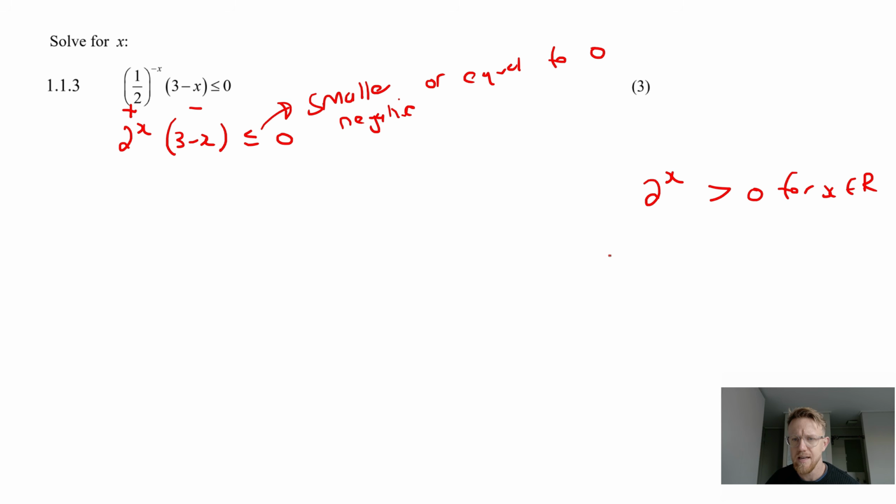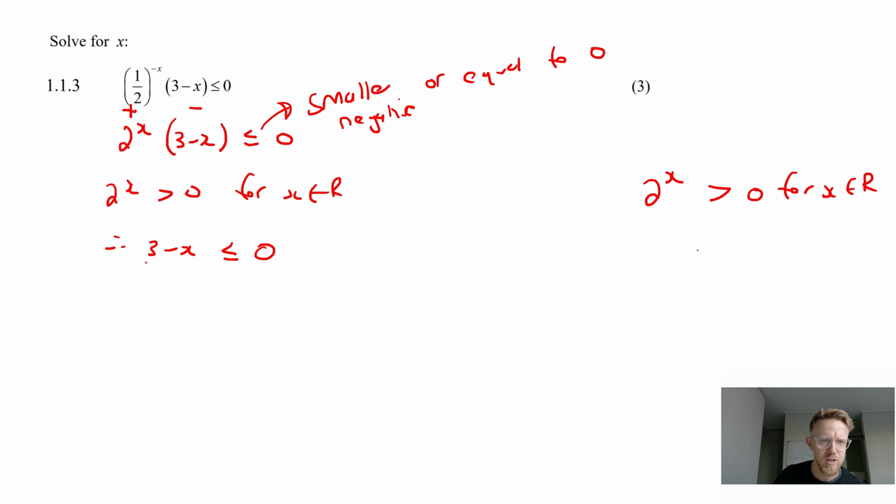So then we can say, therefore, 3 minus... I don't know why I'm doing this on the side. Let's actually do it right here. Then we can say, therefore, this expression would have to be smaller than or equal to 0. And then if you had to go solve this, you can solve this by taking the x to the other side, and there we have it. So that is the answer. x must be bigger than or equal to 3.